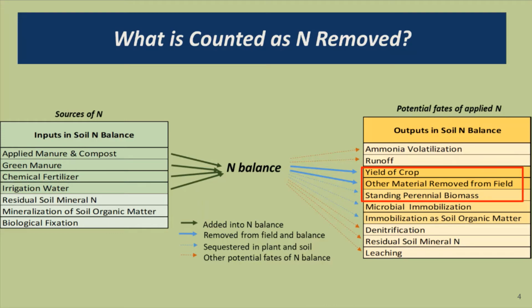It's also used in the Irrigated Lands program just to track agronomically what's going on and how our growers are using nitrogen and what they're getting for it.